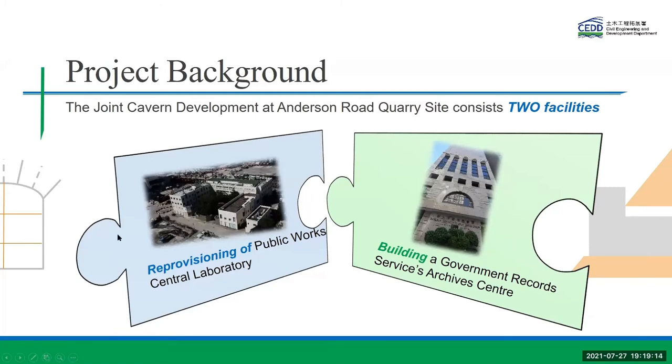However, there are similarities of these facilities in terms of the site selection criteria. For example, they have to be strategically located in the central part of Hong Kong. Also, these facilities require a stable environment due to their operation needs. After the engineering feasibility study, we found out that the co-location scheme of these two facilities is a viable option. Moreover, bundling these two facilities into a single John Caverns development could create synergy, which would give better results than implementing them individually.